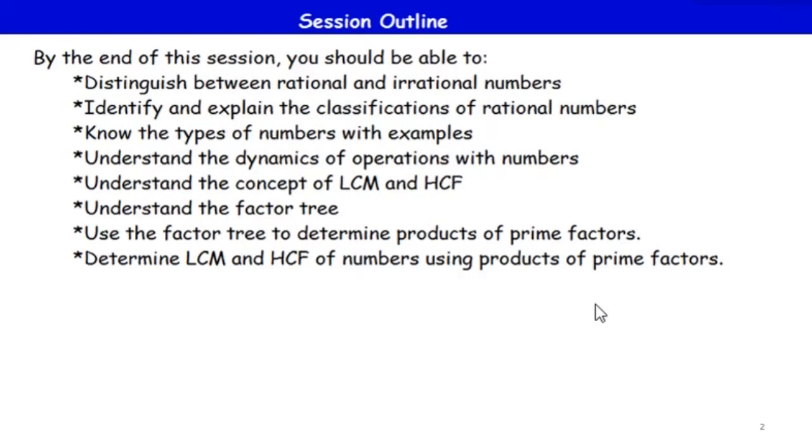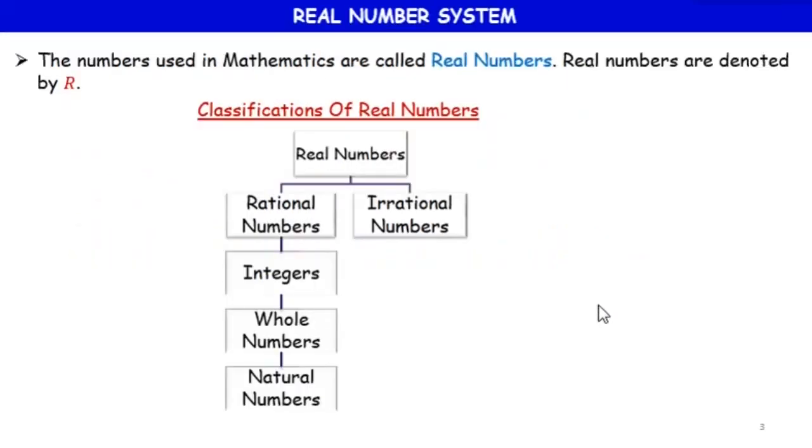Alright, shall we set off with the number system? Basically, the numbers that we use in mathematics, we call the real number system. The numbers used in maths across the world, we refer to as the real numbers, and we denote real numbers with the capital letter R.